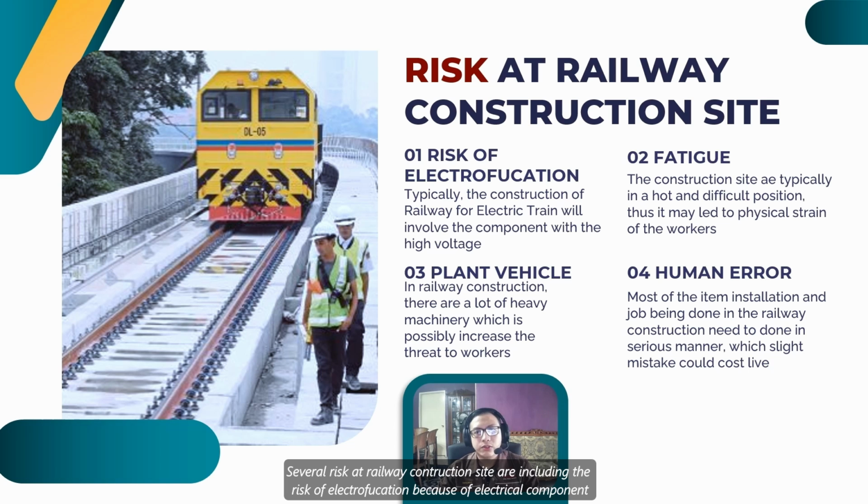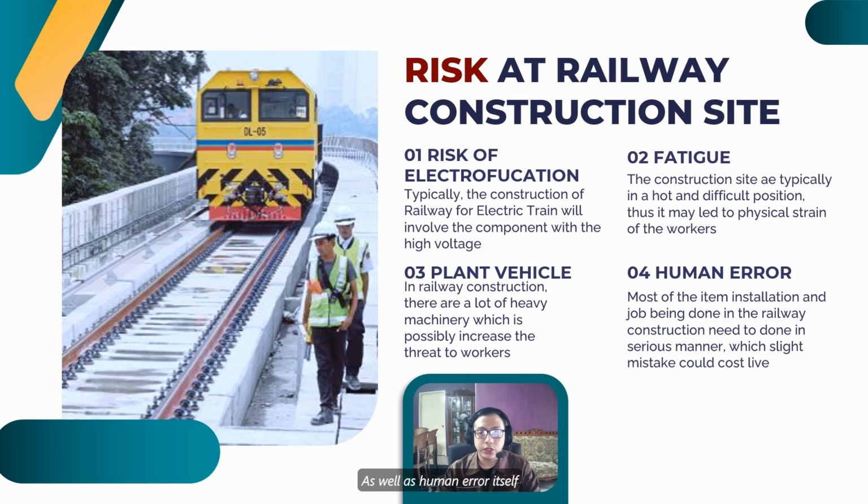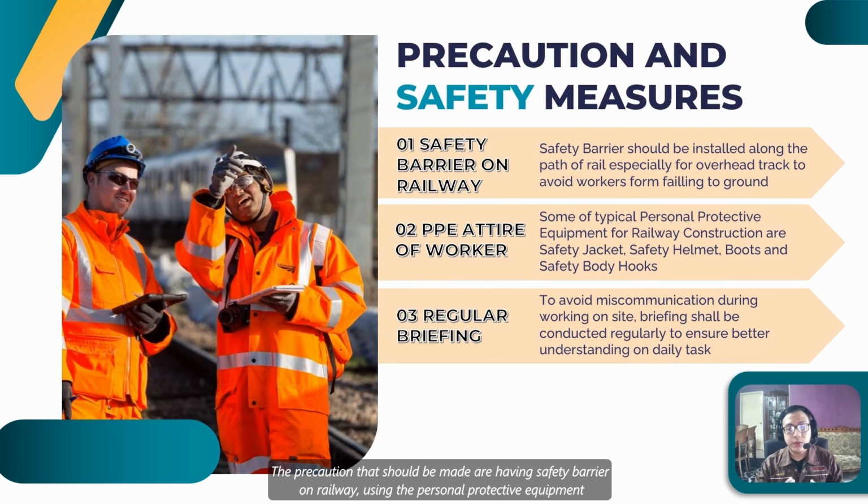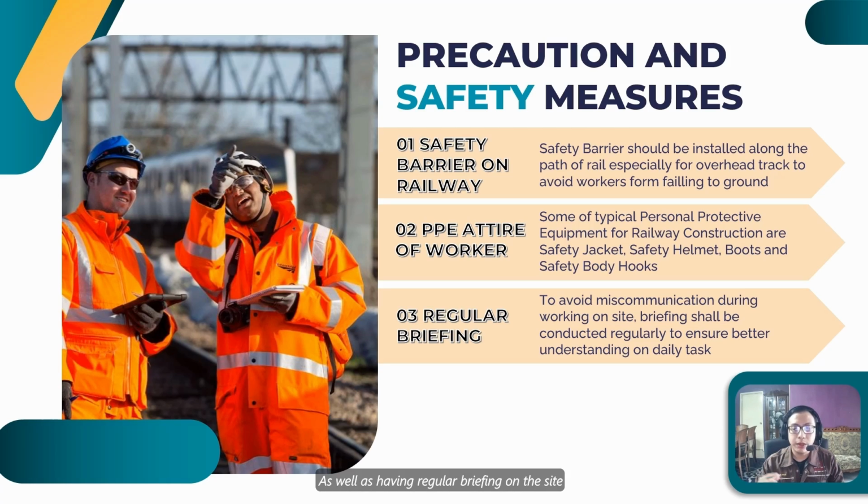Several risks at railway construction sites are including the risk of electrification because of the electrical component, the fatigue because of human tiredness, plant vehicle because of the vehicle and machineries are big there, as well as the human error itself. The precautions that should be made are having the safety barrier on railway, using the personal protective equipment, as well as having the regular briefing on the site.